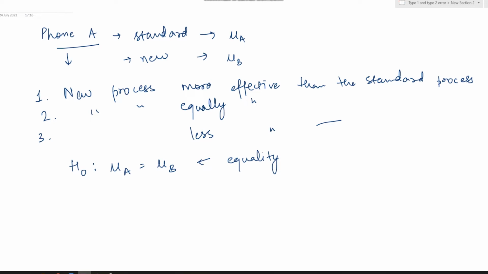Now, what is alternate hypothesis? Alternate hypothesis is the hypothesis alternate to this one. Now, let's say the company claims that the new process is much more effective than the standard process. That means the lifetime has improved significantly. So, our alternate hypothesis in this case would be that mu A is less than mu B, since mu B is the lifetime of phones with the new process. So, it will be greater than mu A, that is the lifetime with the standard process.